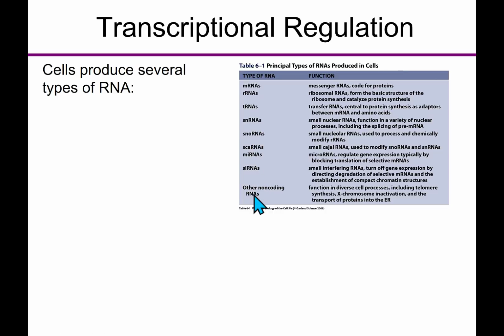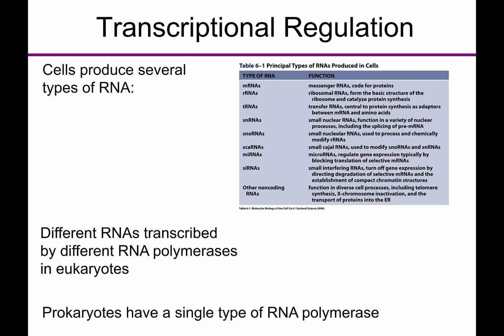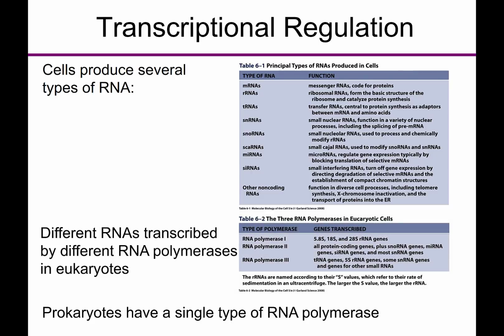Do recall there are some RNAs that don't help you make protein, right? Like microRNAs, miRNAs, siRNAs. These 2 kinds of RNAs actually do the opposite. They block translation. They actually stop you from making a particular protein. Hopefully you also recall that different RNAs are transcribed by different RNA polymerases in eukaryotes. That's different than prokaryotes. Prokaryotes have a single type of RNA polymerase. In eukaryotes, there are typically 3 different kinds of RNA polymerase.